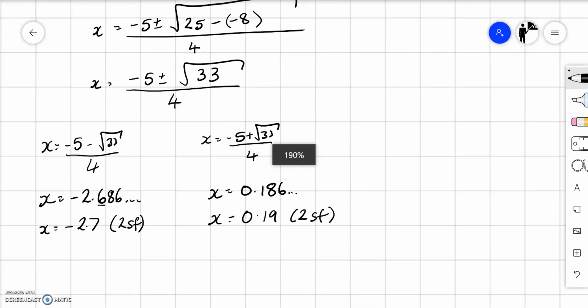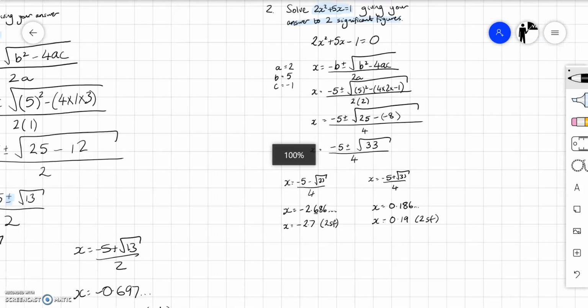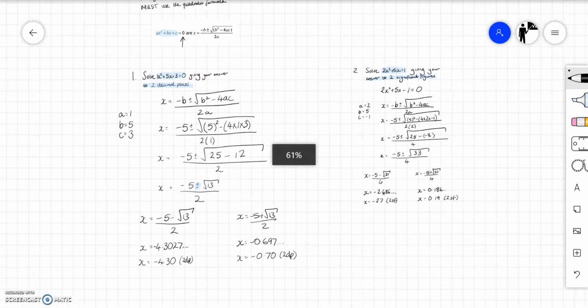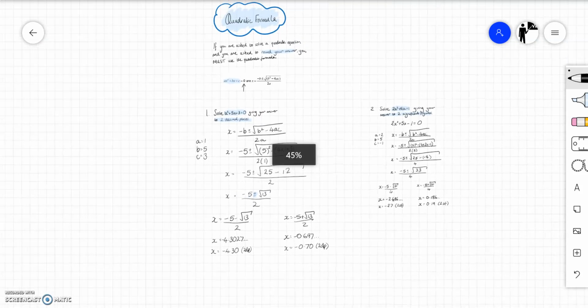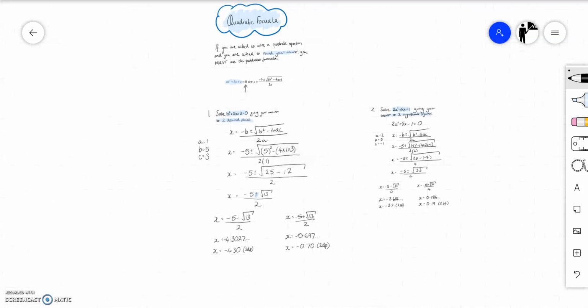Okay, so there's just 2 examples of how to work through the quadratic formula. Comes up very often in National 5. Some easy marks here. Okay, so make sure you're confident with this and know how to use it.